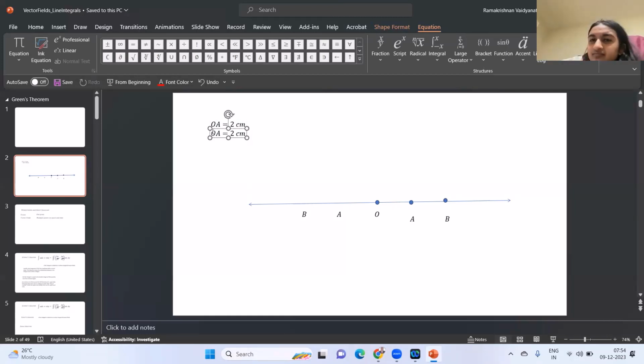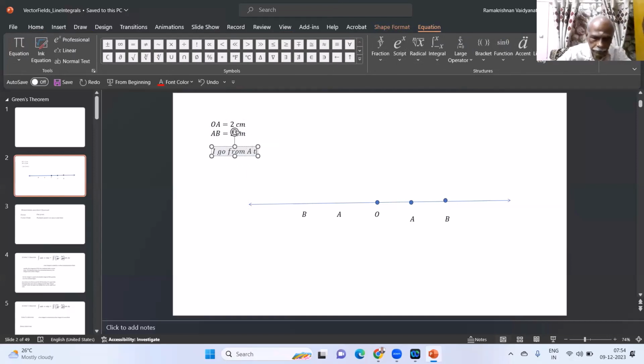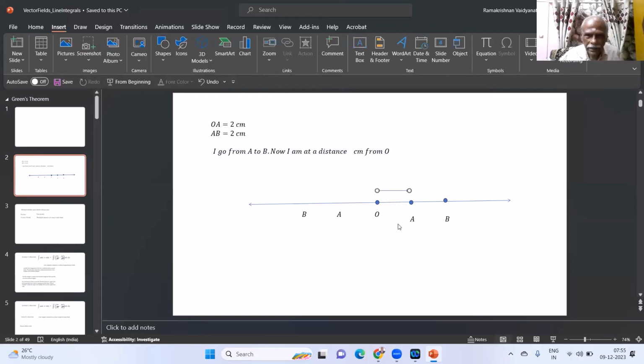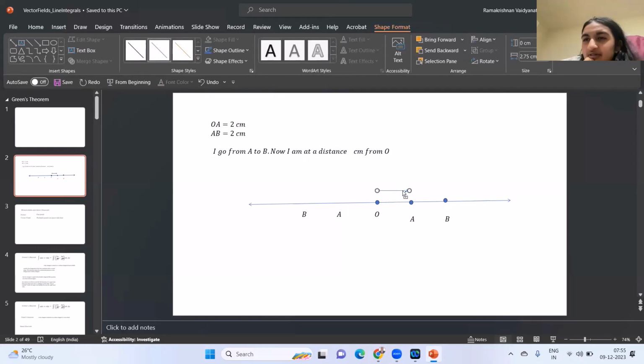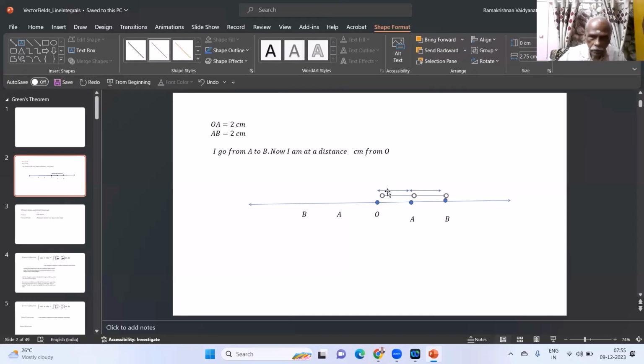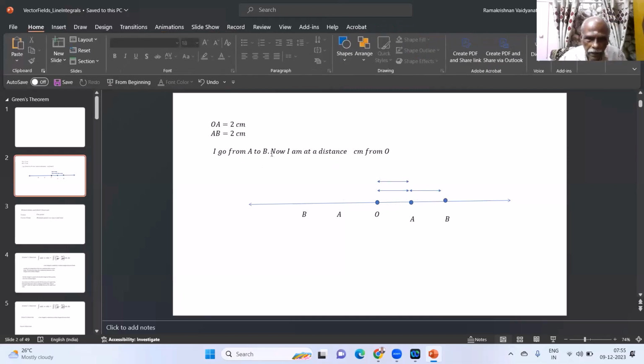And AB is 2 centimeters. I go from A to B. Now I am at a distance of so many centimeters from O. Tell me what is the distance? The total distance is 4. I'm asking, when I go from A to B, the distance from O is 4. From B to A, then it would be 2.